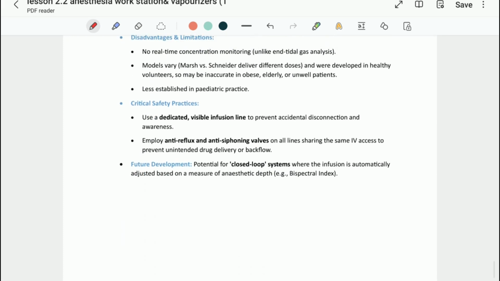There are some critical safety practices which are required, like use of a dedicated and visible infusion line to prevent accidental disconnection and awareness, and they also employ anti-reflux and anti-siphoning valves on all lines sharing the same IV access to prevent unintended drug delivery or backflow. For future development, there is a potential for closed loop systems where the infusion is automatically adjusted based on the measure of anesthetic depth, which includes the bispectral index.